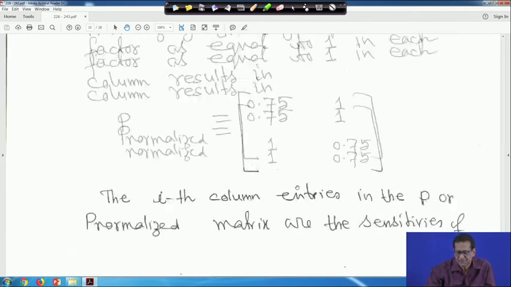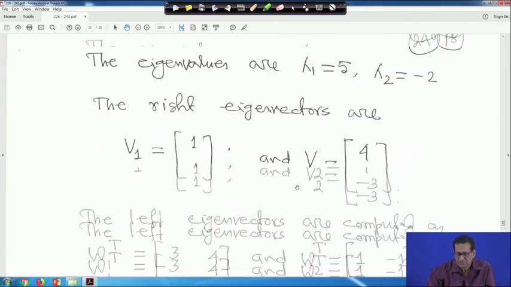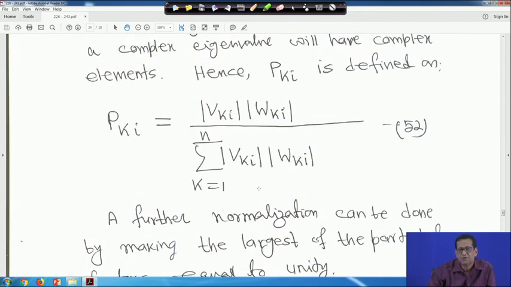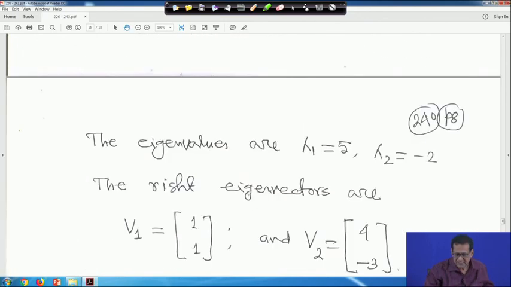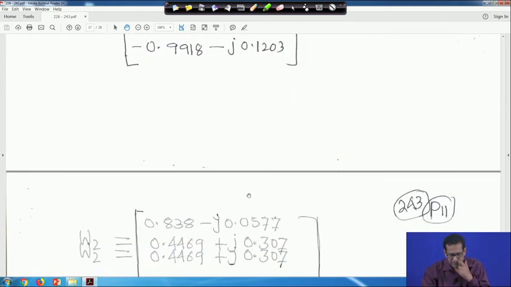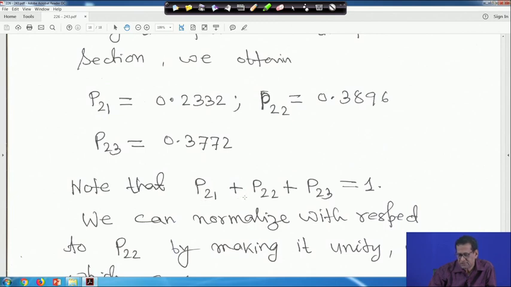I will go back to this formula, that is equation 52. So, follow the same thing, equation 52, and then you come back to this. If you follow equation 52, you will get P21 as 0.2332, P22 as 0.3869 and P23 as 0.3772. Note that because it is normalized, P21 plus P22 plus P23 is equal to 1.